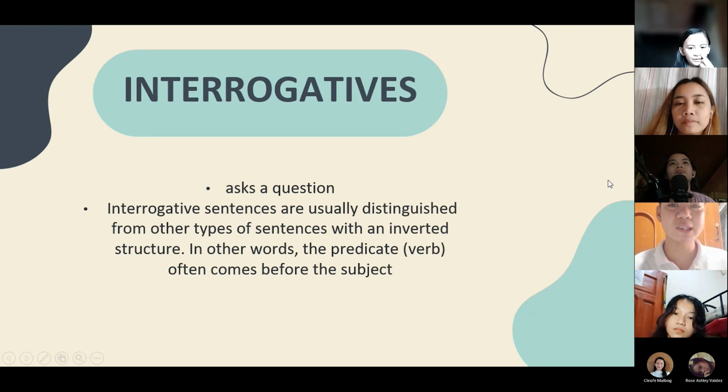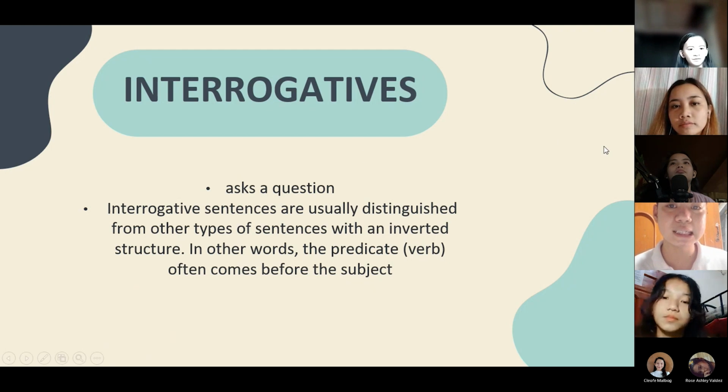Interrogatives ask a question. Interrogative sentences are usually distinguished from other types of sentences by an inverted structure. In other words, the predicate or verb often comes before the subject.